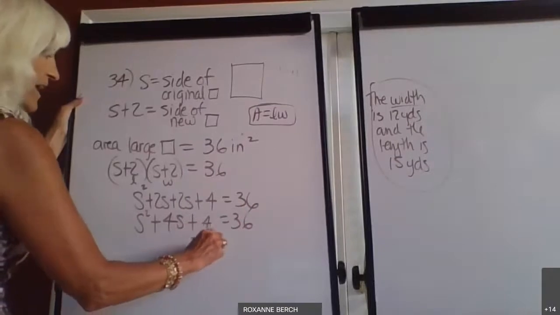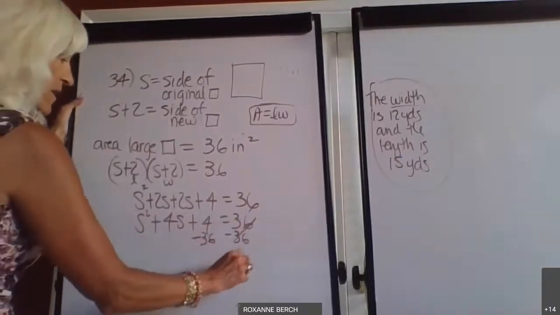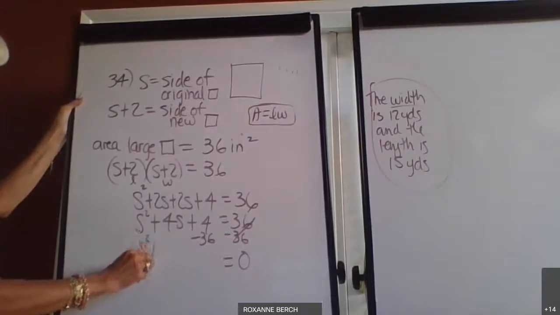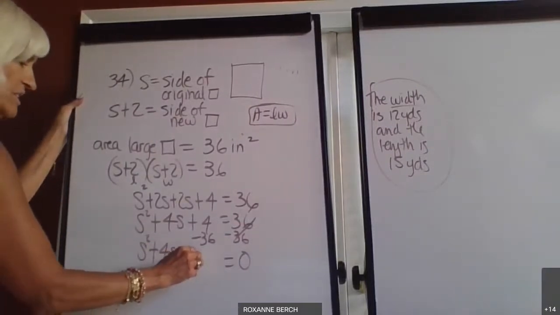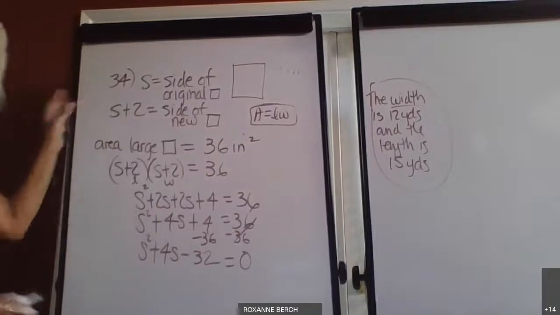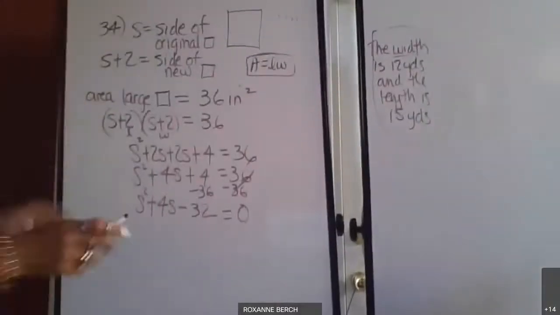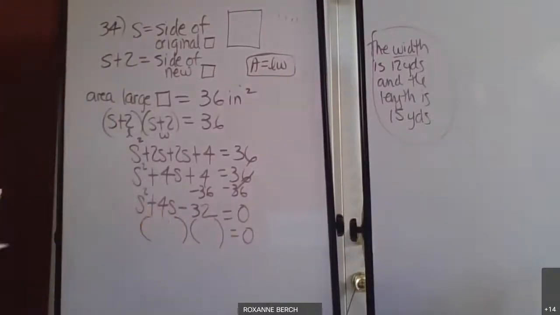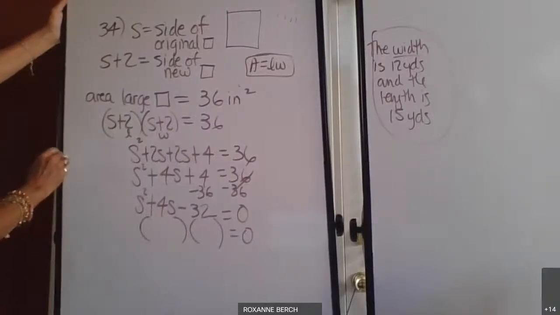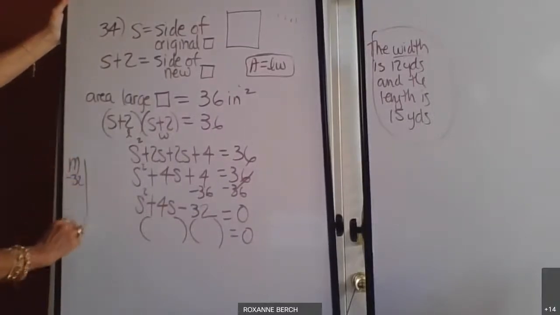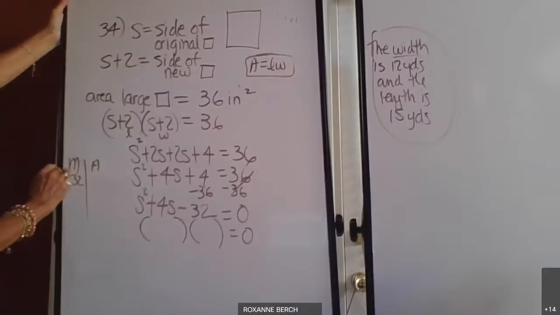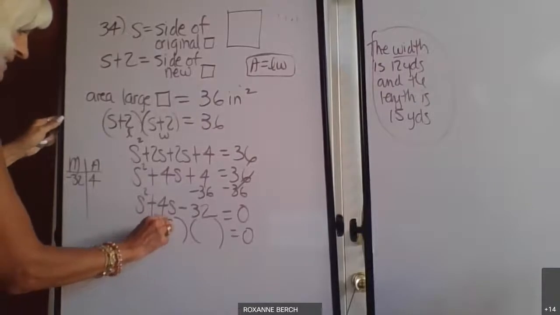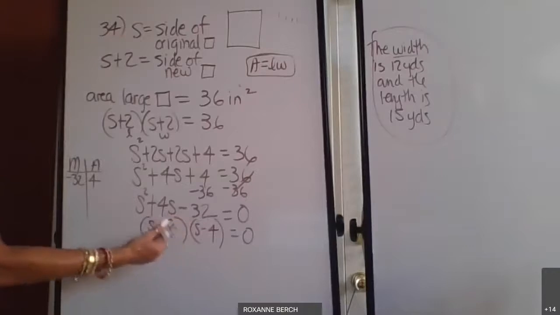We're going to try to factor again. Keep your fingers crossed. You're going to set it equal to 0. So it'd be plus 4S minus 32. So hopefully we can find what multiplies to give negative 32 and adds to give 4. Eight and 4. Right. So it'd be S plus 8 times S minus 4.